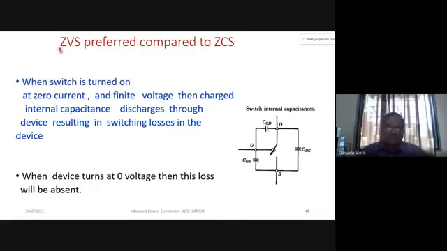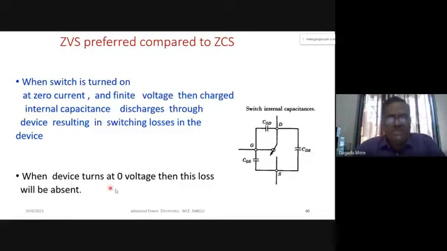So here we are discussing why ZVS is preferred compared to ZCS. When the switch is turned on at zero current, a finite voltage will be across the switch, and because of that voltage, our internal capacitance will have a charge, and it will discharge into the device, resulting in switching loss in the device. So though we prefer zero current switching, there will be a loss because of the discharging of these junction capacitances into the device.